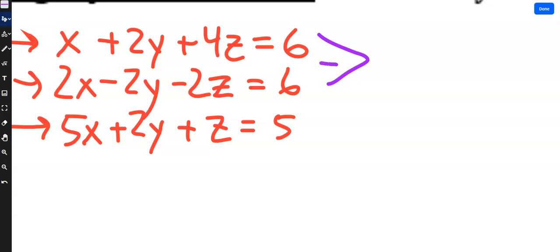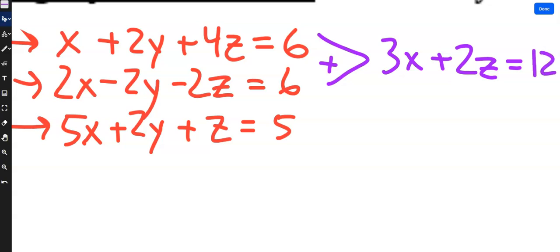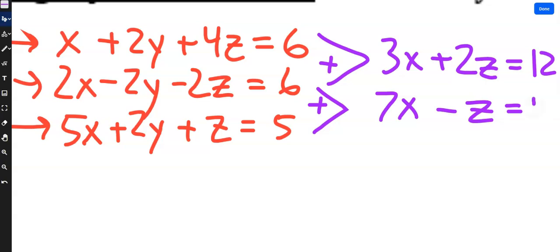What we want to do is pair up the top one and the middle one and add them together. And so if we do that, we would have 3x, the y's would cancel out like we wanted, and a plus 2z, and 6 plus 6 is 12. And now I want to focus on the middle one and the bottom one and add them together. 7x, y's cancel out, minus 1z, and 6 plus 5 is 11.